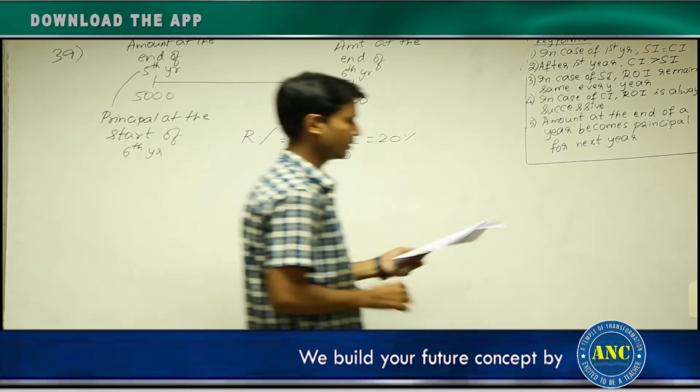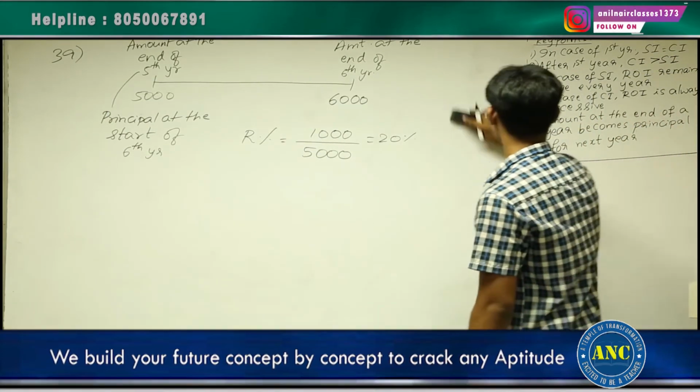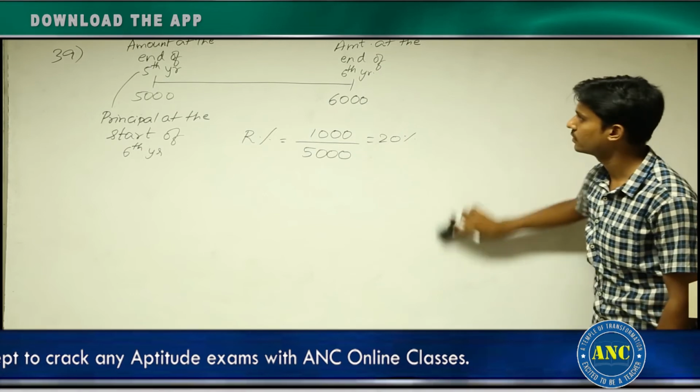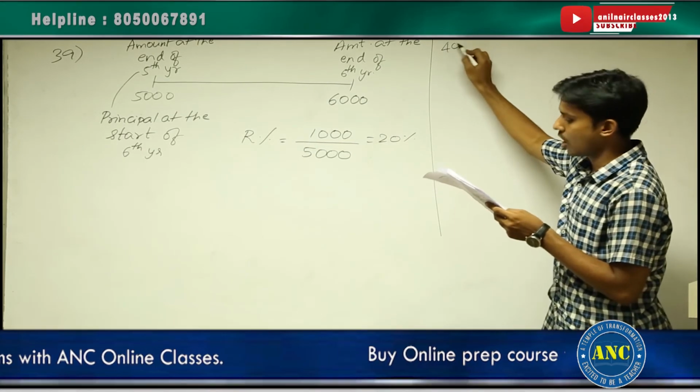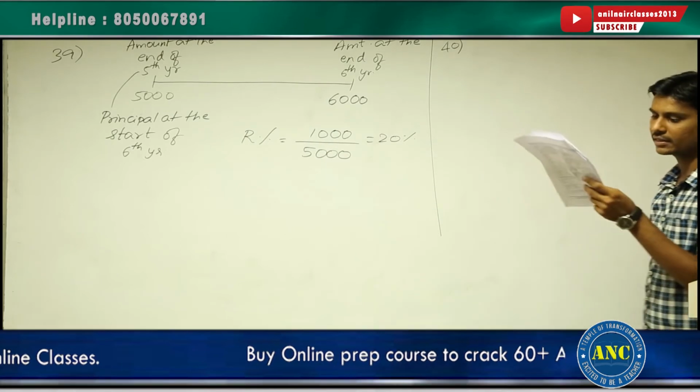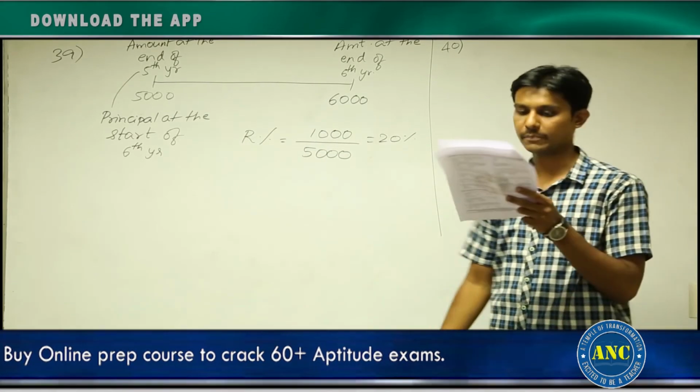Okay? Suppose, what if it is more than 1 year duration? That is the next question. See here, question 40: A certain sum amounts to 999 in 9 years and 2997 in 12 years under compound interest. Find the principal.